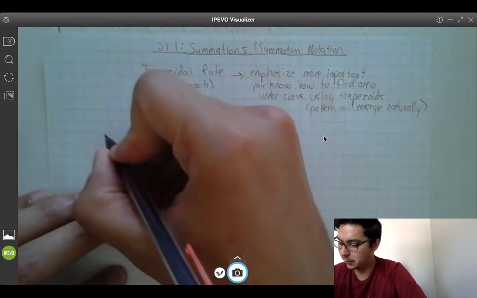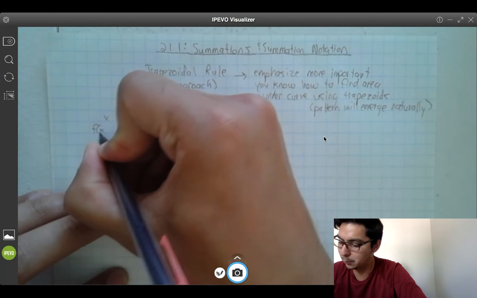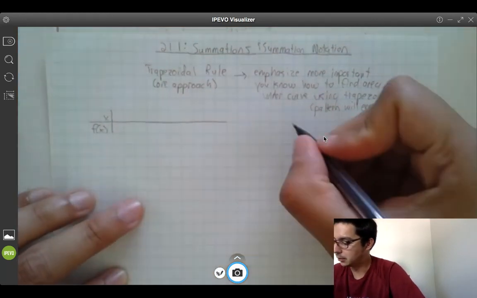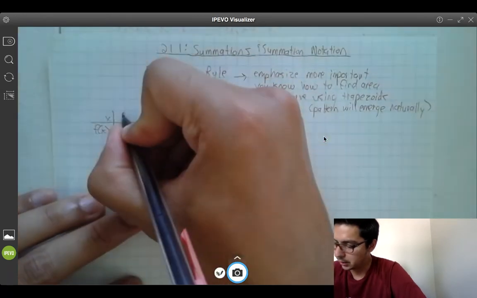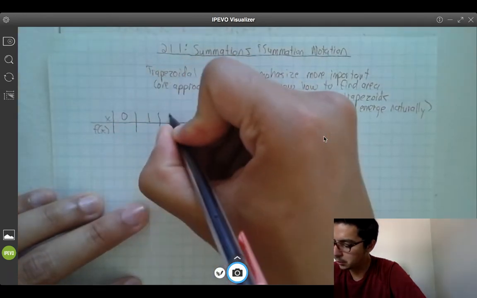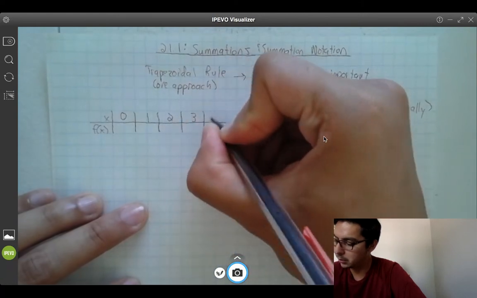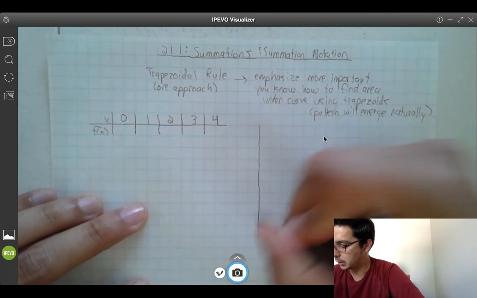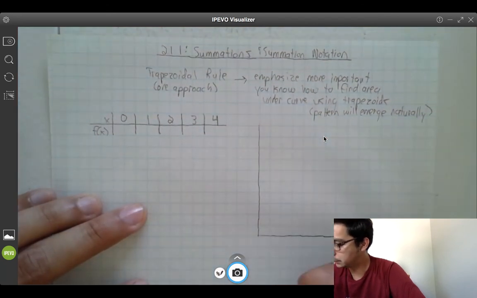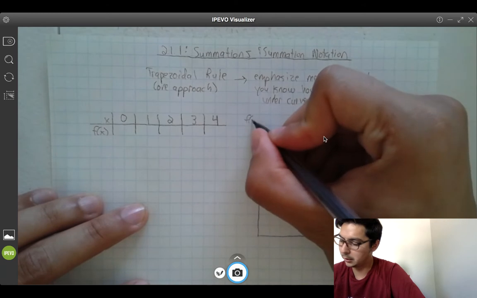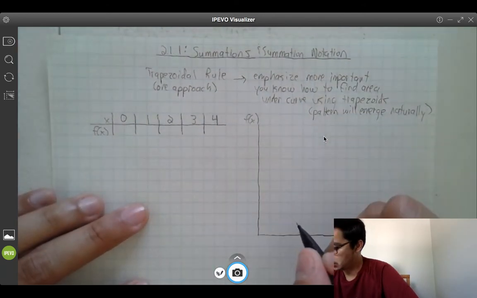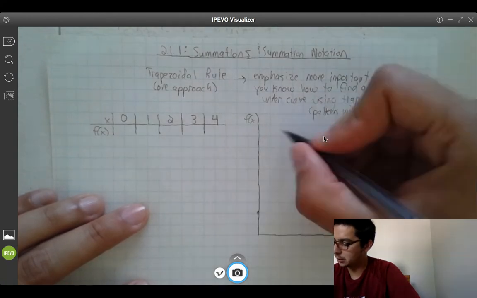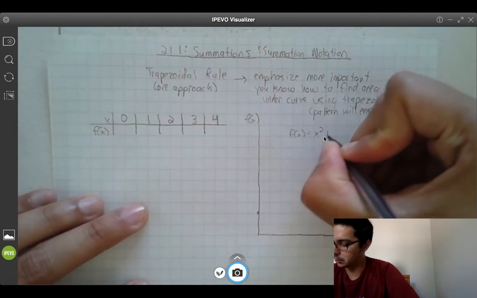All right. So say, for example, we had a function f of x, and we'll use a table. And we'll say at 0, at 1, at 2, at 3, and at 4. I'm going to make a graph here so we can help visualize this. So x, f of x, and we'll just do x squared plus 2. So f of x equals x squared plus 2.